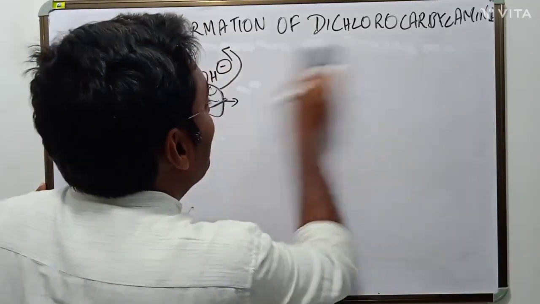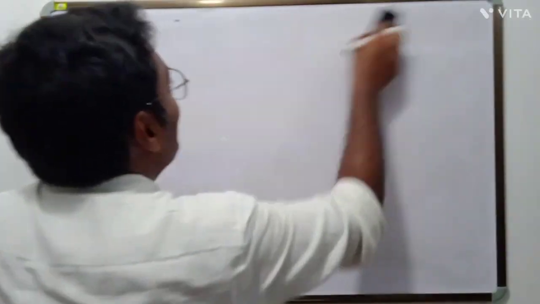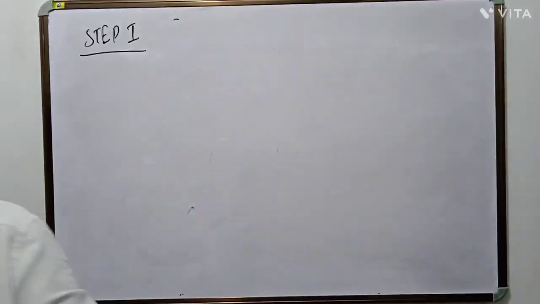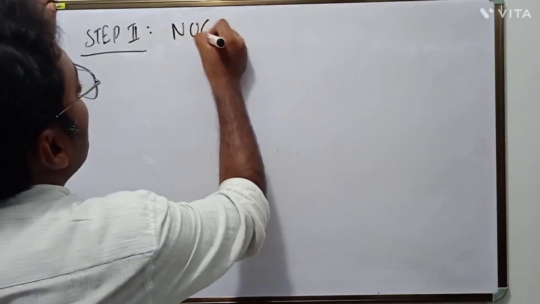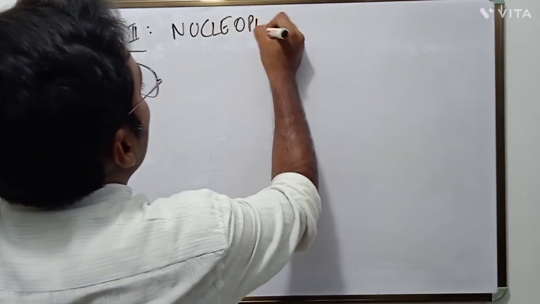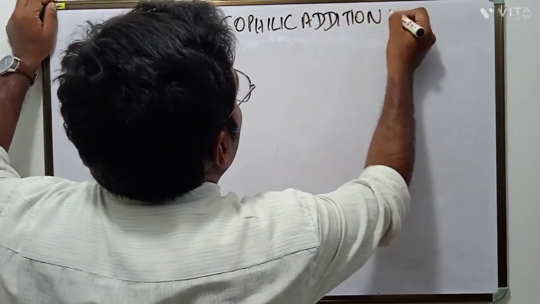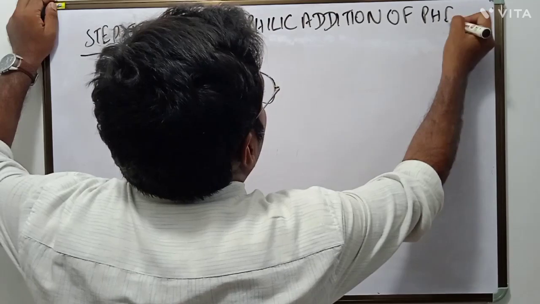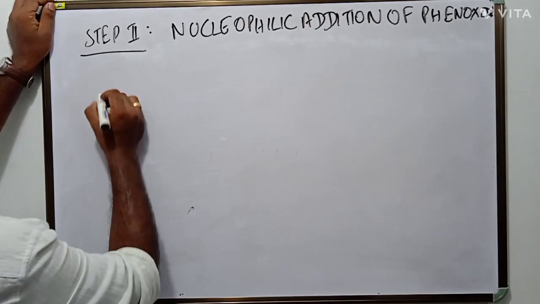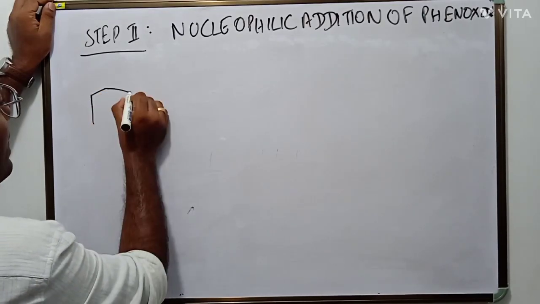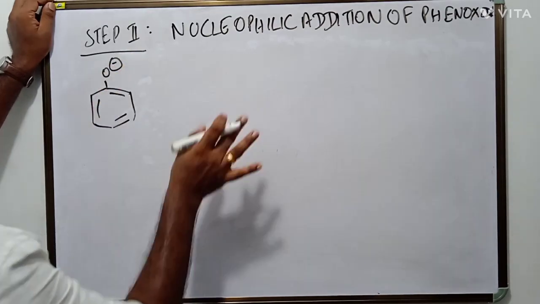Now let us go to the second step. Do you think the dichlorocarbylamine will sit idle? Never. It has an empty orbital which requires a pair of electrons, and it can get it from phenoxide. Let us see step number 2. Nucleophilic addition of phenoxide ion. Okay, let us see what happens now.